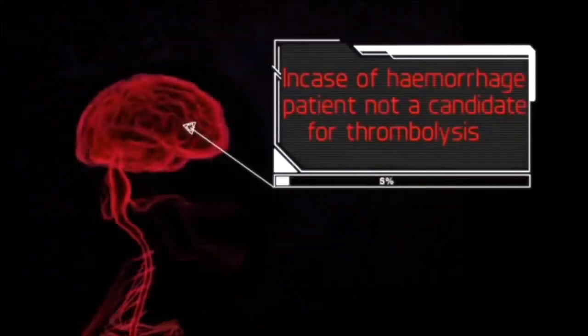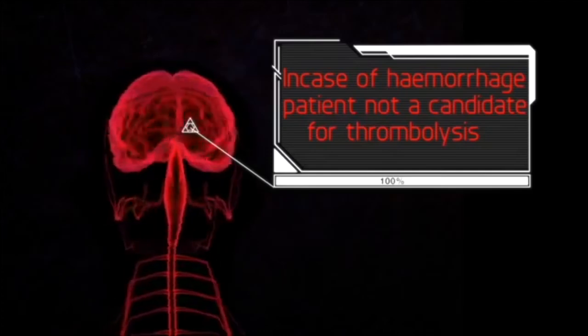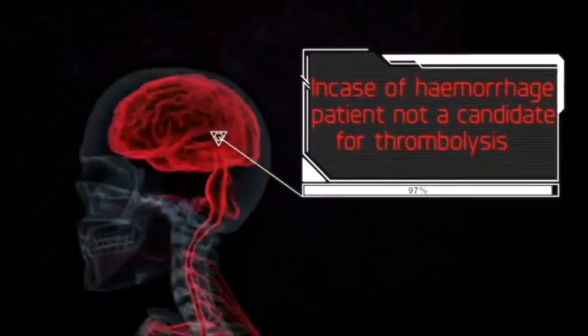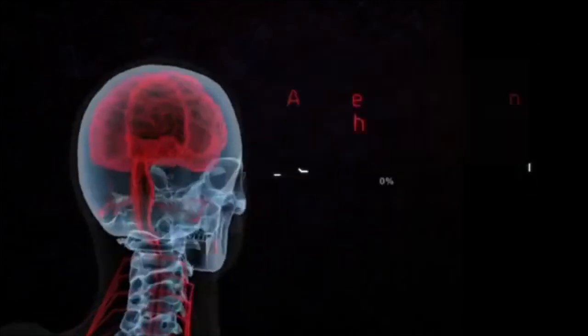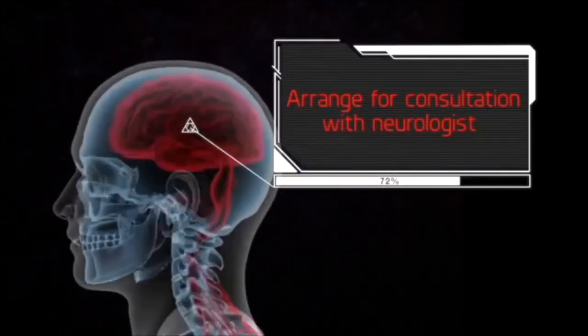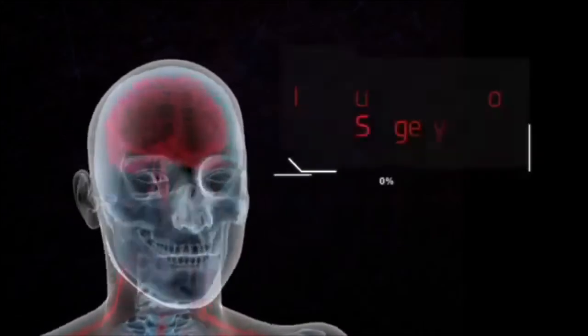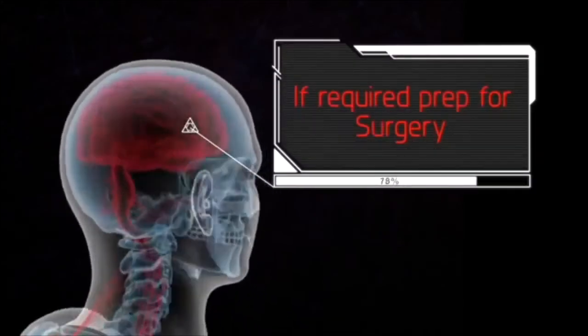If a hemorrhage is present, note that the patient is not a candidate for the thrombolysis or fibrinolytics. Move patient to NICU and arrange for a consultation by a neurologist or neurosurgeon. If required, prepare for surgery.